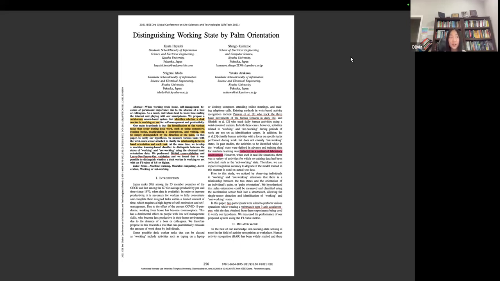Finally, this is not really a challenge so much as an unclear detail, but it was not made very clear how the threshold for classifying palm orientation works. But overall, that's my summary for this research paper.